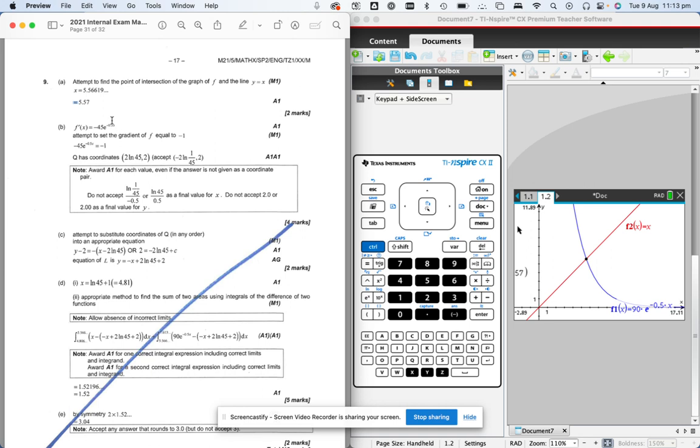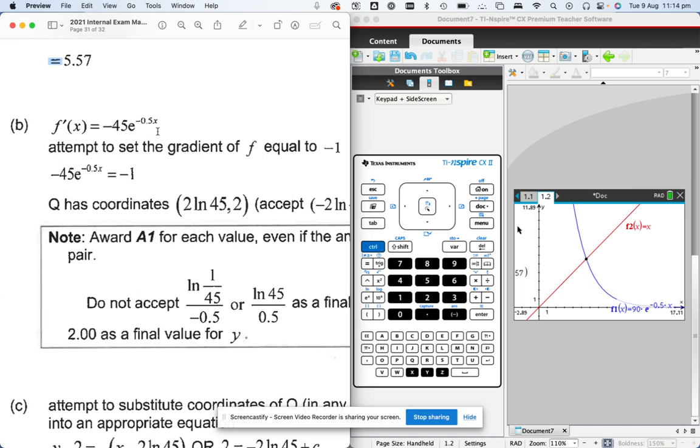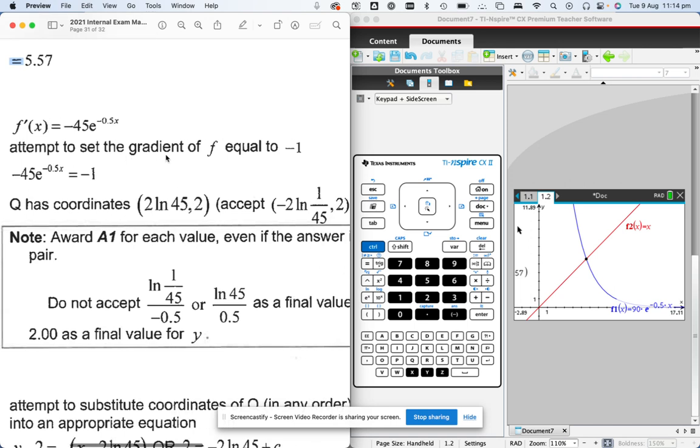So the derivative of minus 0.5x is minus 0.5. So 90 times minus a half is minus 45. And then the derivative of e to the something is just e to the something. So we're left with this. I might just zoom up so you can see it. So we're left with minus 45 e to the minus 0.5x. Set that equal to 1. And then you have to solve.